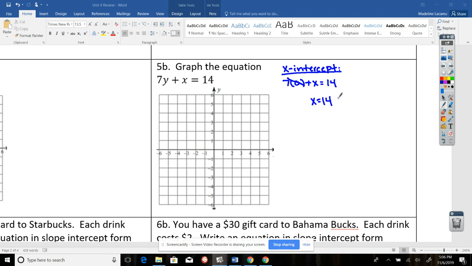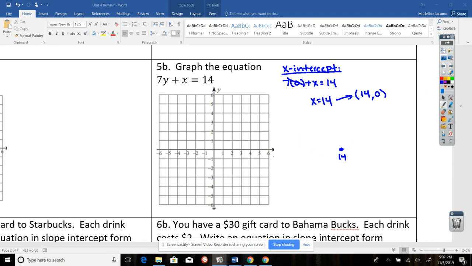But remember, we can't write intercepts as just x equals the number. We have to write it as a coordinate point, which is 14, 0. Now, when I made this, I forgot to make the graph go all the way to 14. So we're just going to estimate where 14 would be. So it'd be like 7, 8, 9, 10, 11, 12, 13, 14. So we're going to say it's about right here. And we're just going to put a mark that says 14.